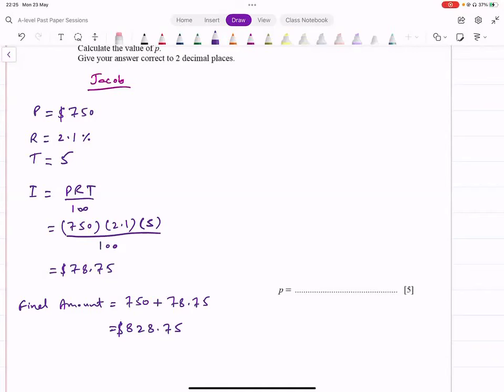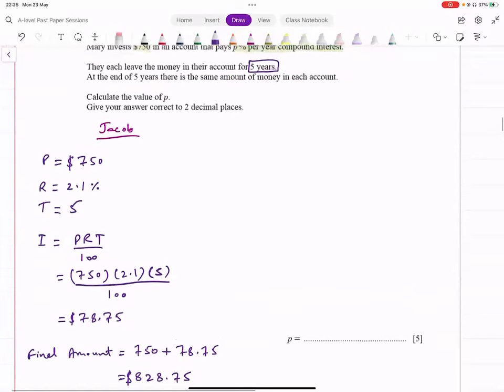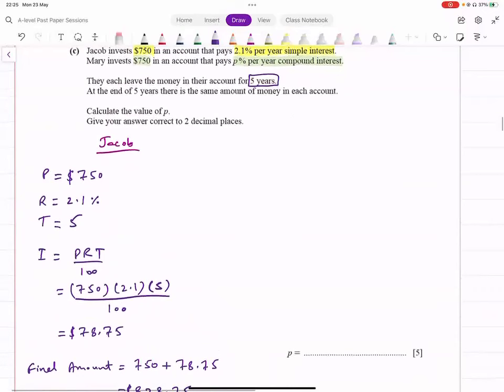Okay. And now, once we know this, हमें पता है कि मैरी की जो फाइनल अमाउंट है वो भी सेम होनी चाहिए, राइट? उसने वही कहा कि उनके एंड पे जो अमाउंट होगी बैंक के अंदर, दैट इज गोइंग टू बी द सेम फॉर बोथ ऑफ देम. लेट्स थिंक अबाउट मैरी नाउ. नाउ रिमेंबर, मैरी इज अर्निंग कंपाउंड इंटरेस्ट. ओके, अब कंपाउंड इंटरेस्ट का हमारे पास क्या फॉर्मूला होता है? रिमेंबर, we've got this formula for that.